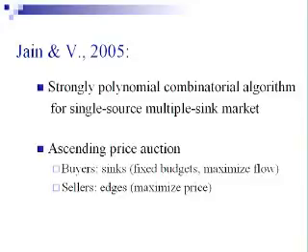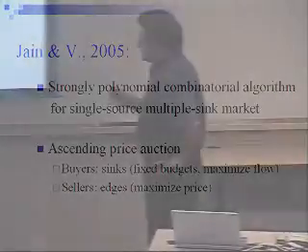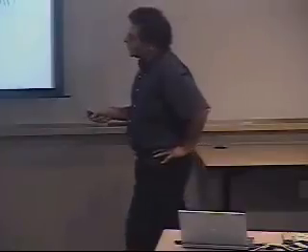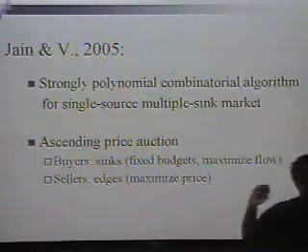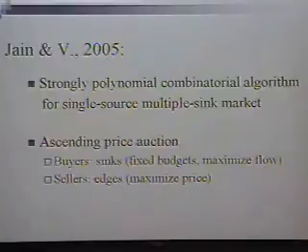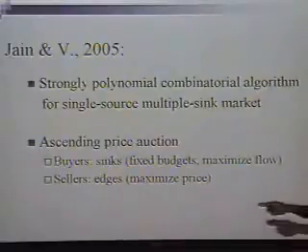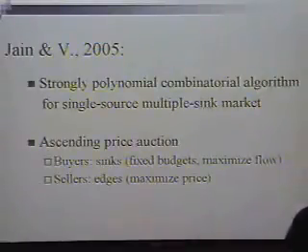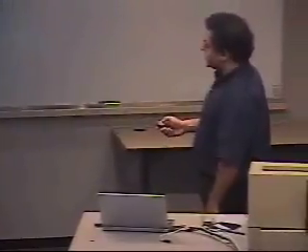Okay. So let me show you the algorithm that gives these answers. Not only is this an acyclic graph, but our algorithm works for any graph. So this algorithm has a very simple description as an ascending price auction. And in this auction, the buyers are these sinks which come to the market with money, and they want to get as much flow as possible along cheapest paths. And the sellers are edges who want to get as much money as possible for their capacity. Right? So here's how the auction works.